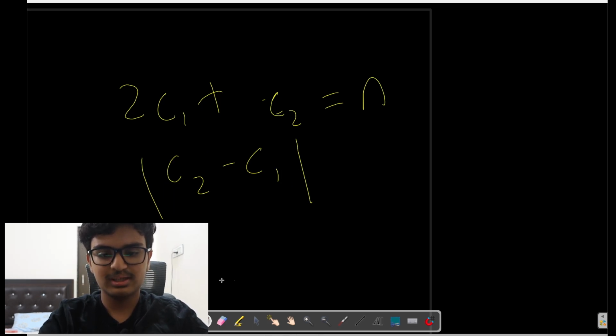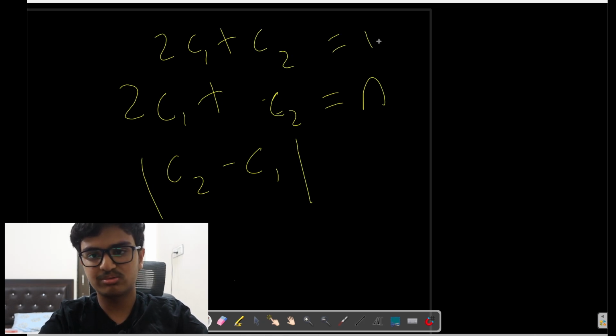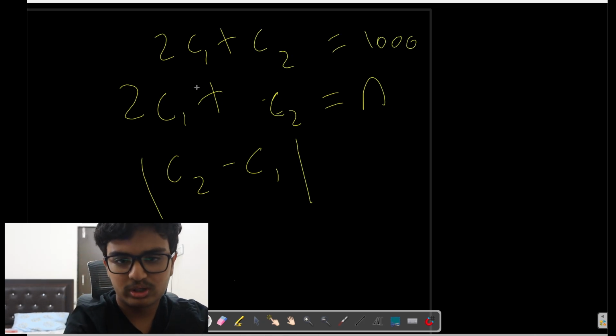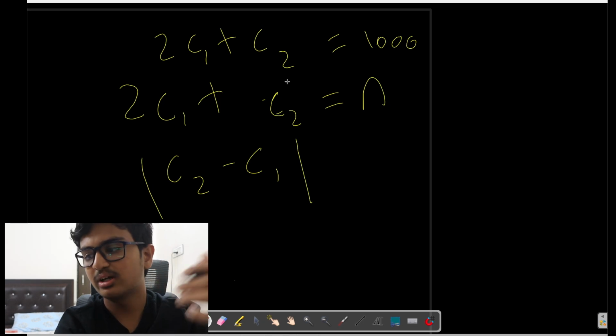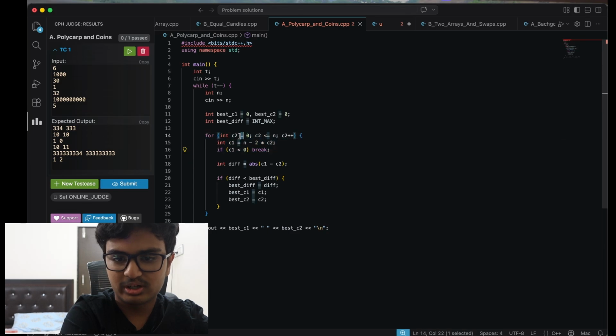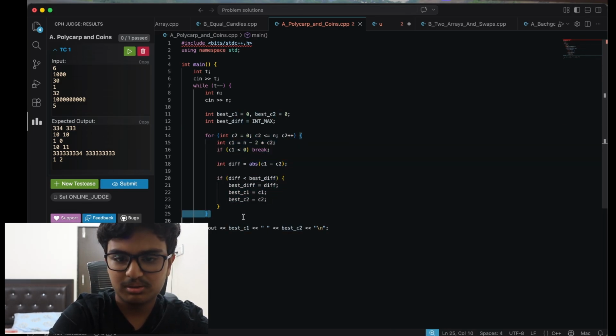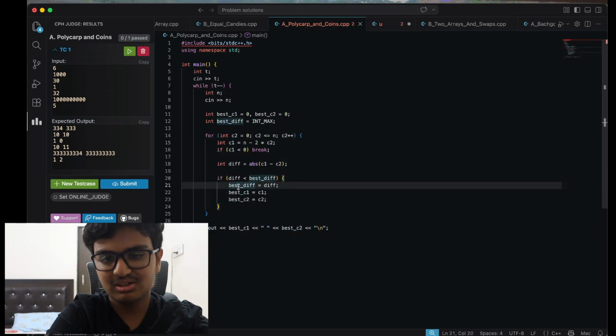Now what I tried to do was utilize linear equations here. I basically transposed this. Like I'm taking the example of 1000 here, so c1 plus 2c2 is equal to 1000. So what I did was I basically just computed the value of c1 on the basis of c2, and I tried to increase the value of c2. Let me show you the code here.